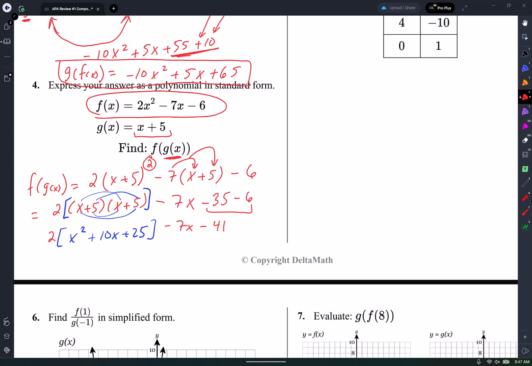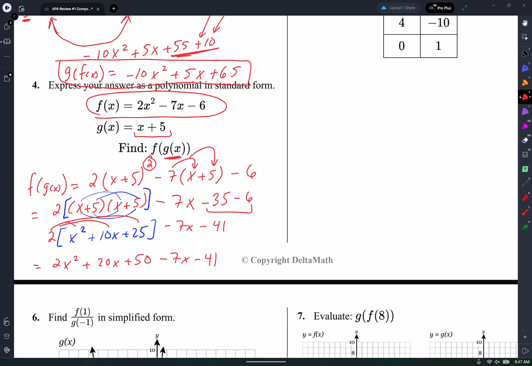I got to distribute. That's it, you're done. 2 times x squared? 2x squared. 2 times 10x? 20x. 2 times 25? 50. Minus 7x minus 41. We're almost done. I guess we're pretty much done.